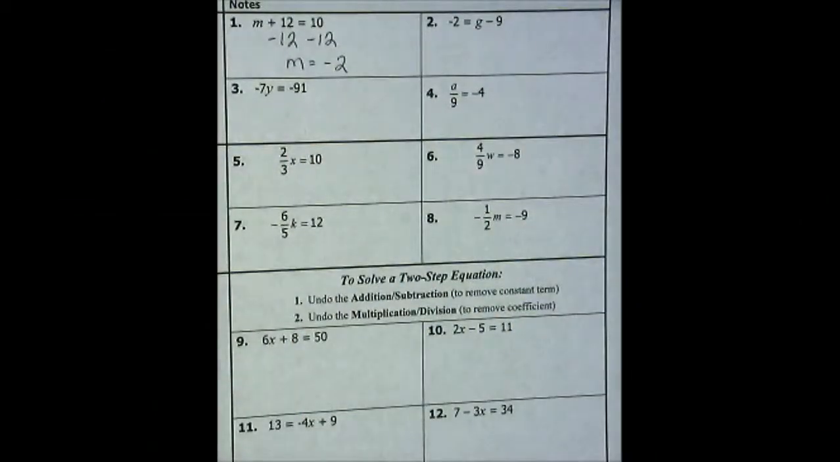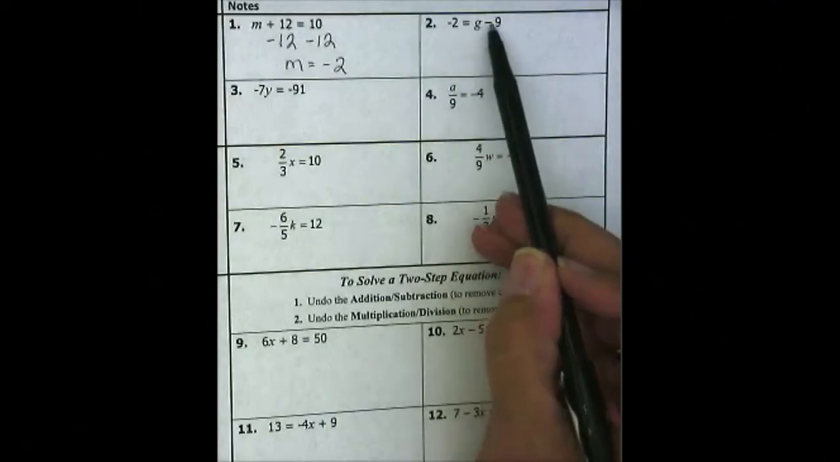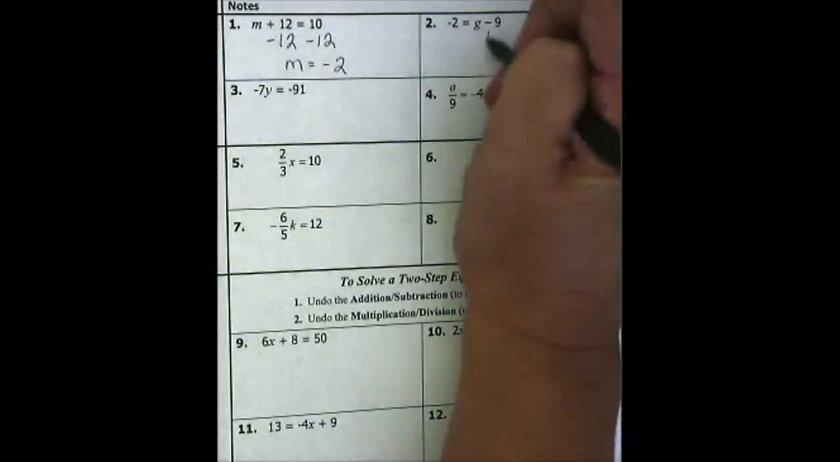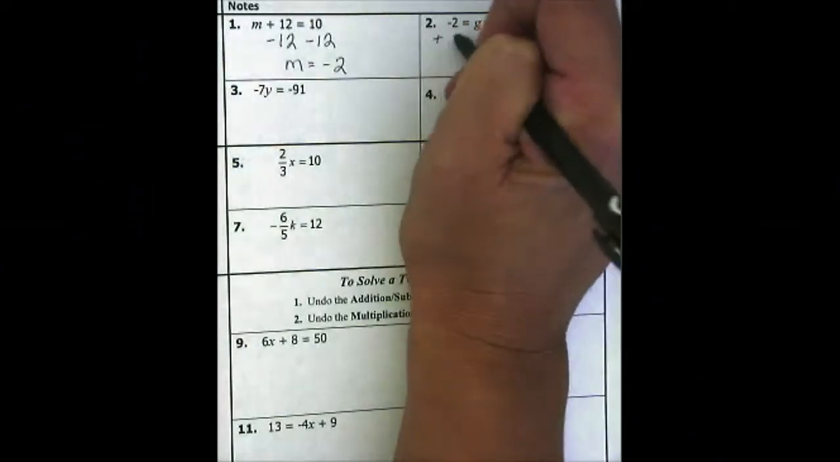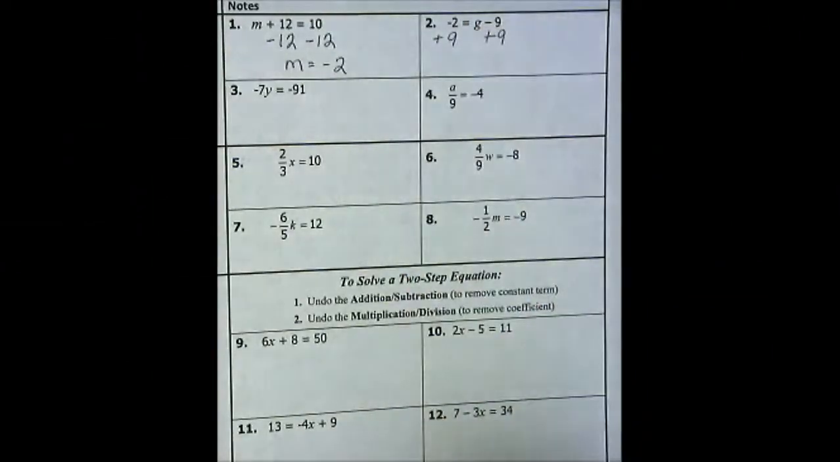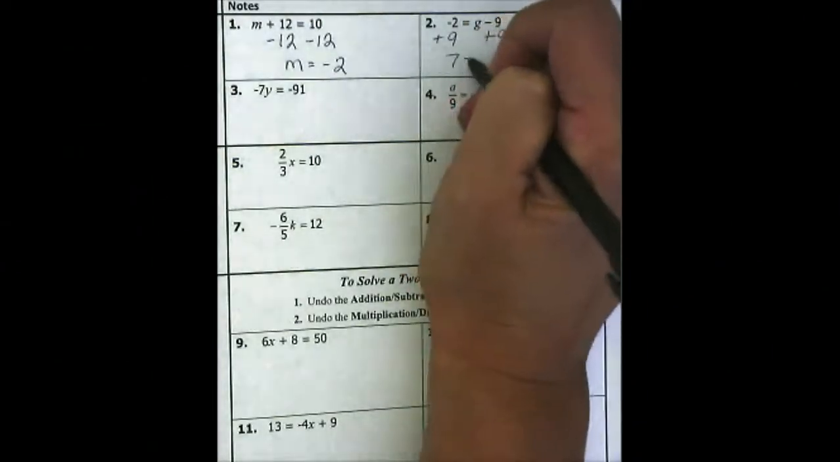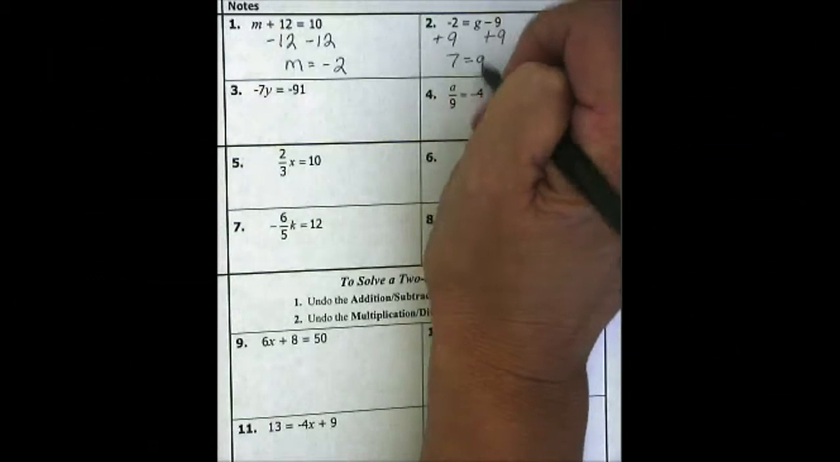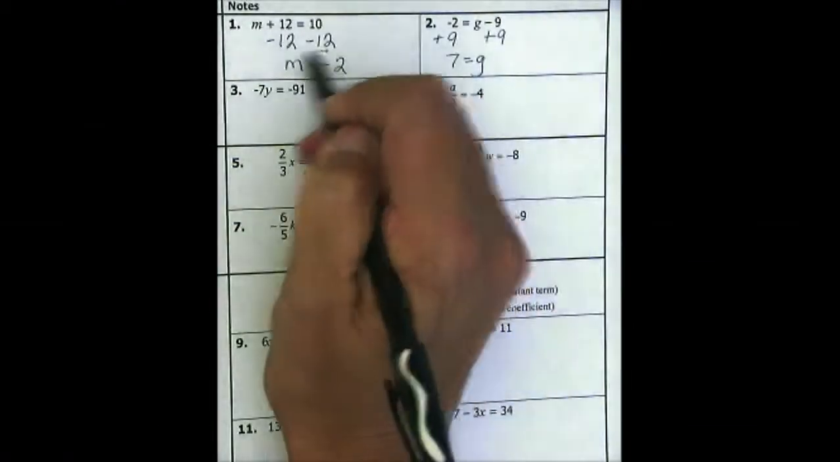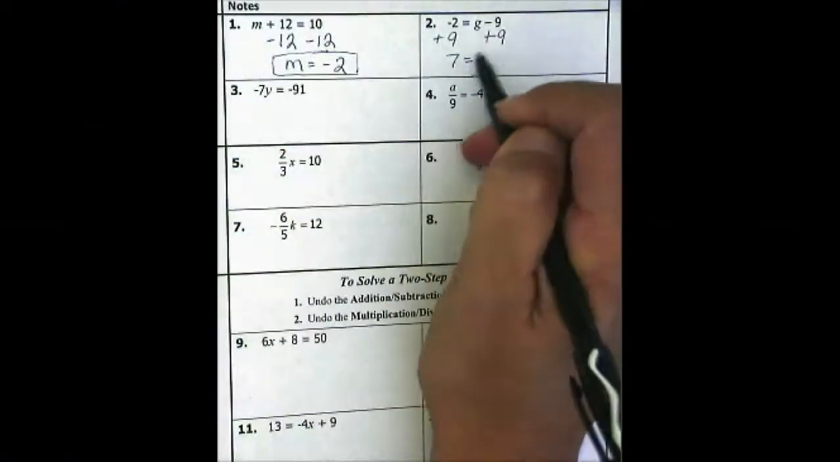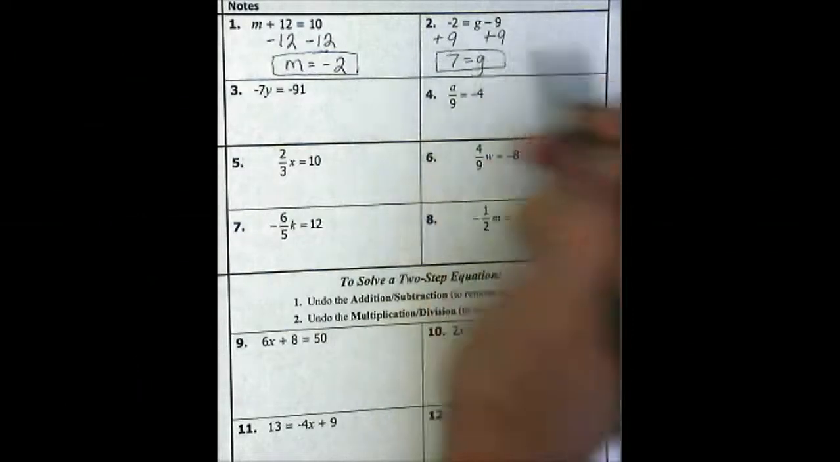Number 2, we have negative 2 equals g minus 9. This time we're subtracting 9, so we're going to add 9 to both sides. We'll just show our work simply like this. Negative 2 plus 9 is 7, so 7 equals g. And it's okay to leave the variable on that side.